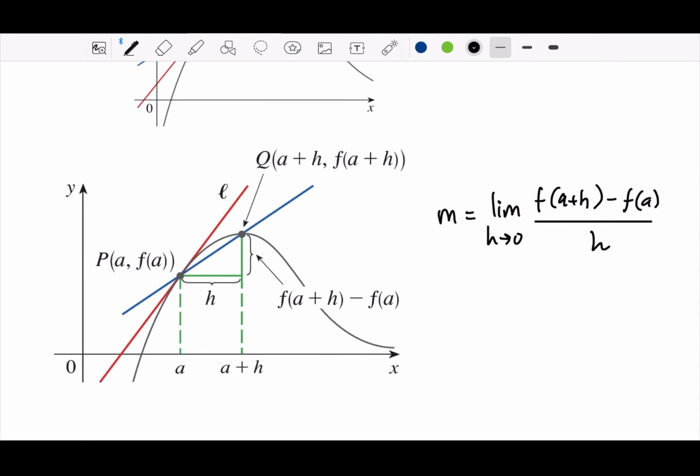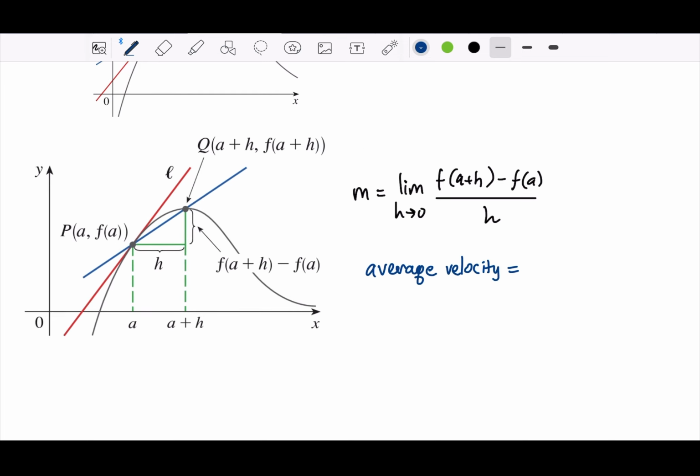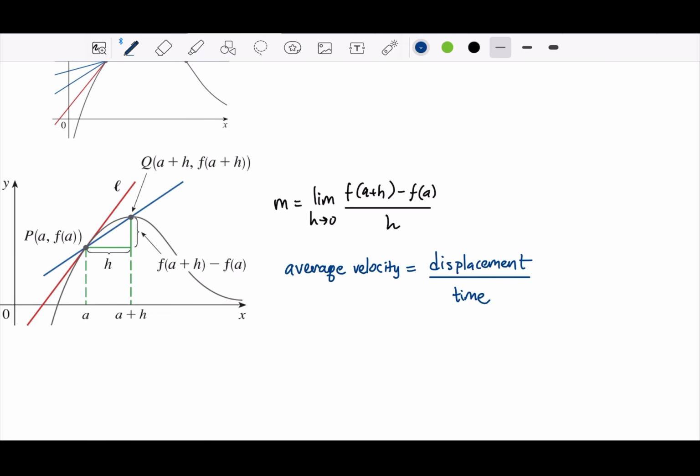We can also imagine, as I mentioned before, the average velocity. Remember, this is distance or displacement over time. If we imagine the h as being time, then the displacement is the function itself. So we are going to have f(a + h) minus f(a), over h.